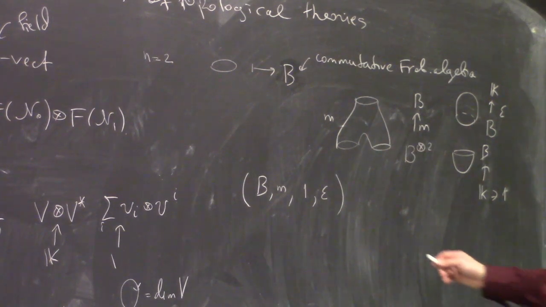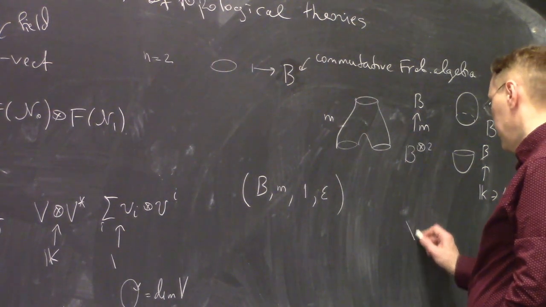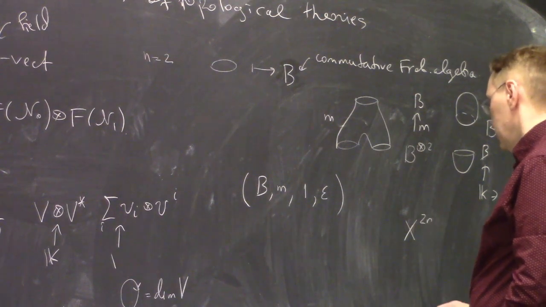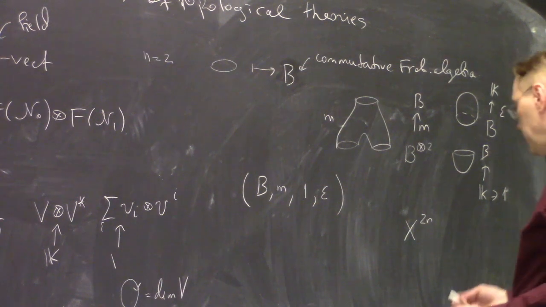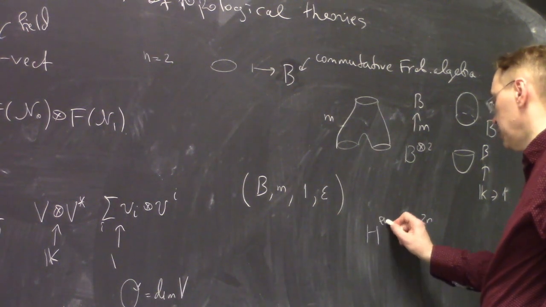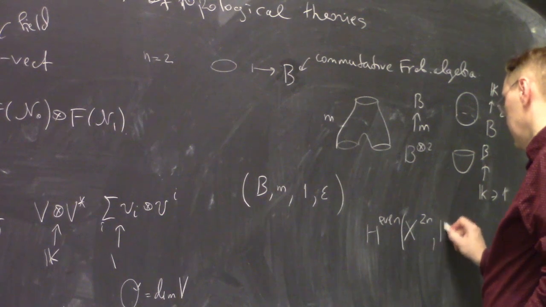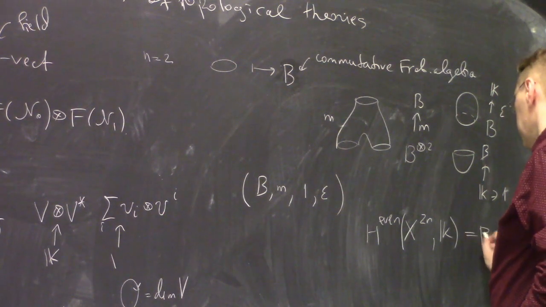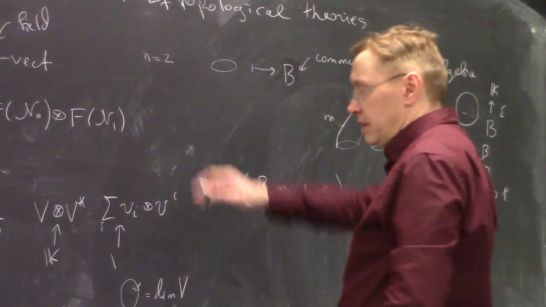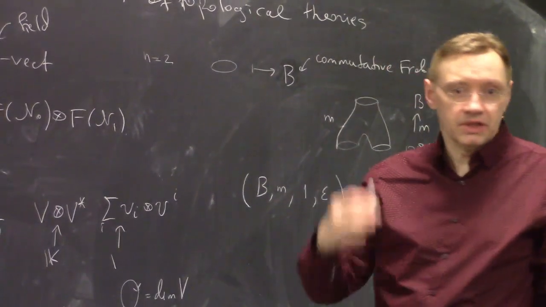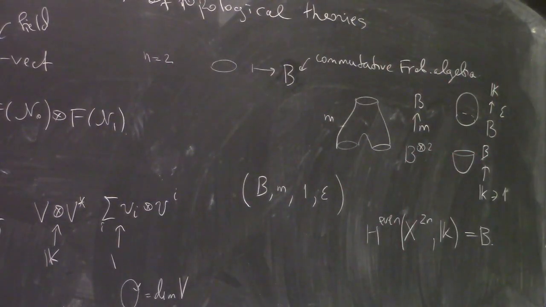And one example would be to take a manifold X in dimension 2n, which is closed, orientable, and take even degree homology of X. And that's an example of a commutative Frobenius algebra. Okay, so now let us, and then it gets very complicated beyond dimension 2, you get the so-called Witten-Reshetikhin-Turaev theory, and that gets really complicated in dimensions 3 and 4.